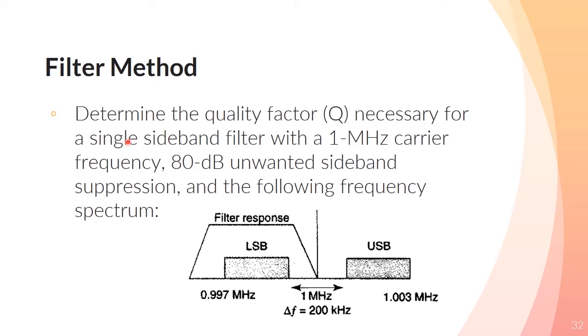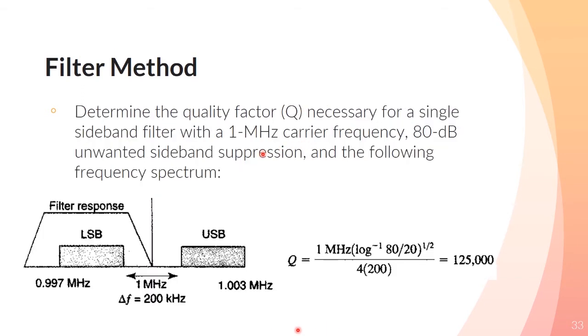Determine the quality factor Q necessary for a single sideband filter with a 1 MHz carrier frequency, 80 decibel unwanted sideband suppression in the following frequency spectrum. Here, in this problem, we're given a carrier frequency of 1 MHz, and we have unwanted sideband suppression of 80 decibels, and we have a delta F of 200 kHz. Substituting the formula given earlier, we get 125,000.